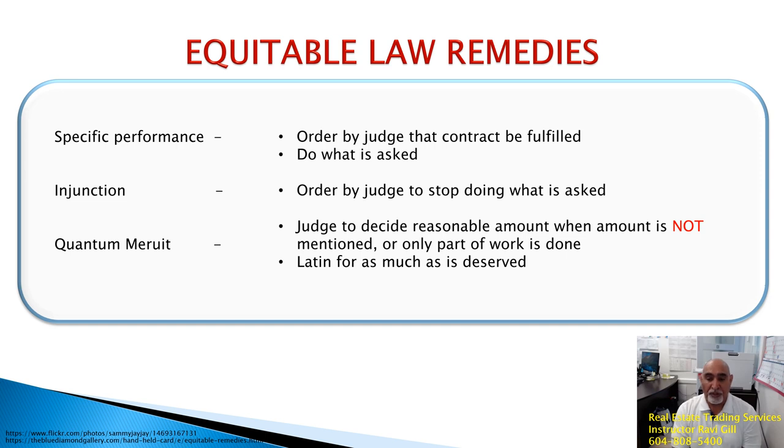Okay, so perhaps the guilty party is only halfway through the contract and he's done a good job, he feels it's a good job, but the innocent party just doesn't want him to continue. Then the judge will decide, look, the guilty person has done half of the job, he's bought so many supplies, and the judge will be able to make a decision as to how much is owing to the party.